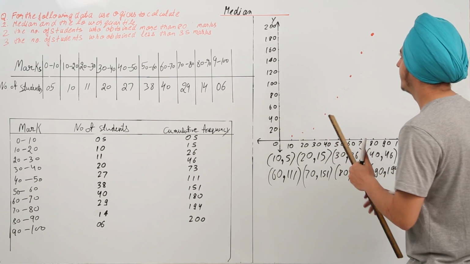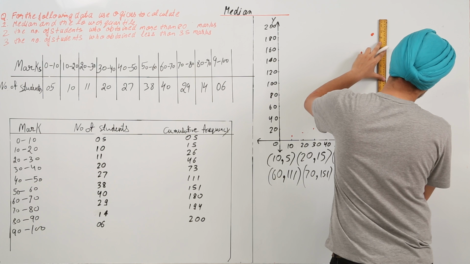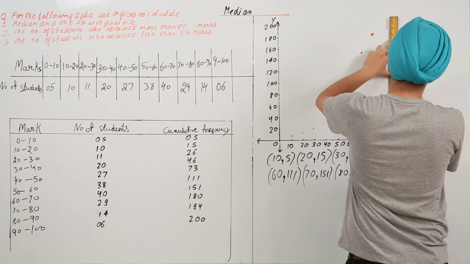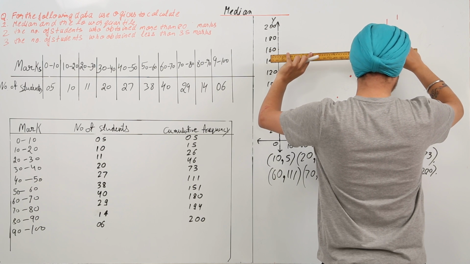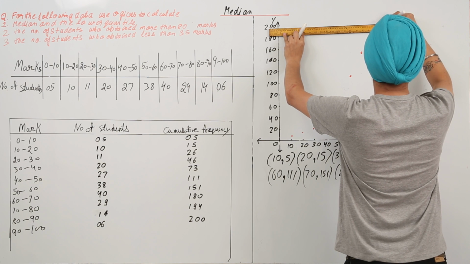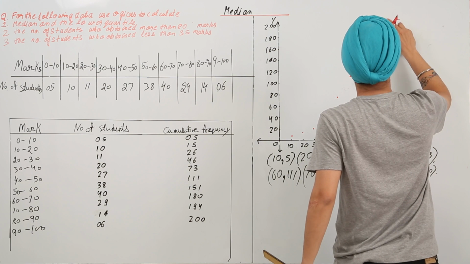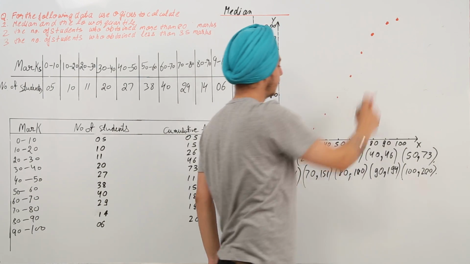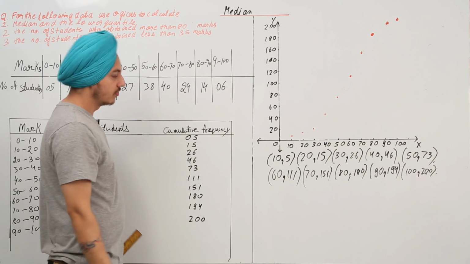So 90 comma 194. So where is 90? Okay. So this is 90 and this is 100. I'll just draw the line for 100 also because we have to use it. And 194 would be somewhere over here. So this would be the point, and this would be the point for 200. Okay. So this is one point, this is another point. So now I've marked 90 comma 194 and 100 comma 200 also. Now we have a rough ogive ready for you.